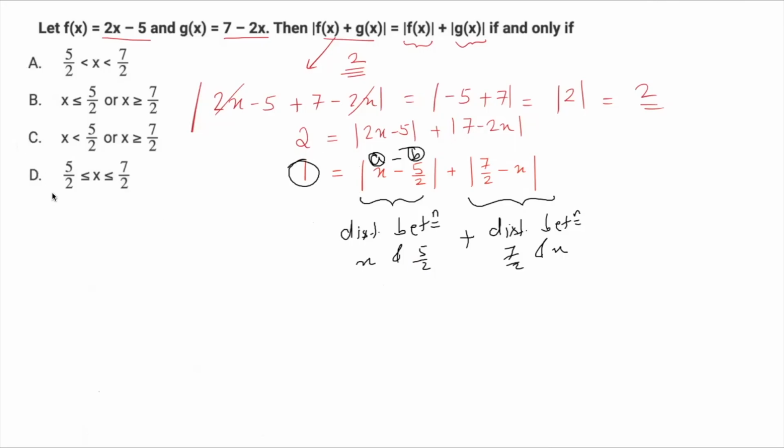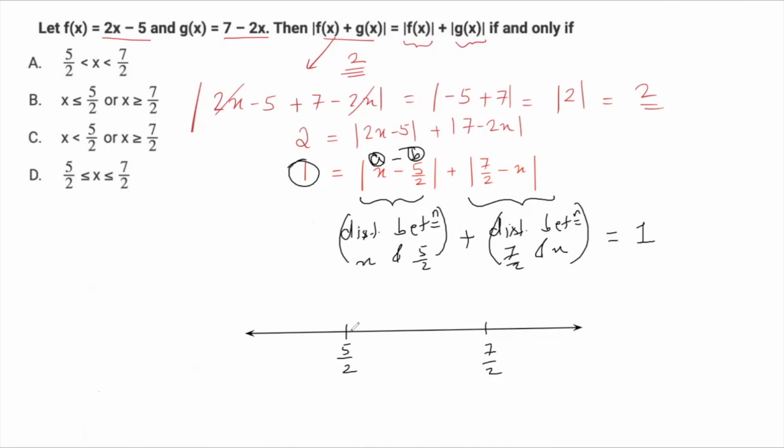So next step is we draw our real number line and we take these 2 points, 5 by 2 and then 7 by 2. So the distance between x and 5 by 2 plus the distance between 7 by 2 and x must add up to give you a 1. Now notice that between 5 by 2 and 7 by 2, the distance is exactly equal to 7 by 2 minus 5 by 2, which is 2 upon 2 or 1. So anyway, between 5 by 2 and 7 by 2, the distance is always 1.